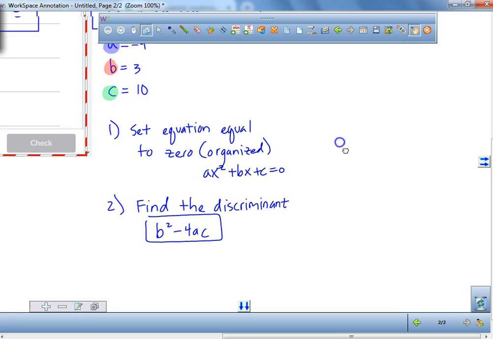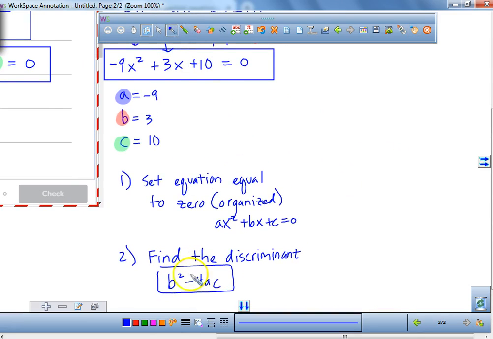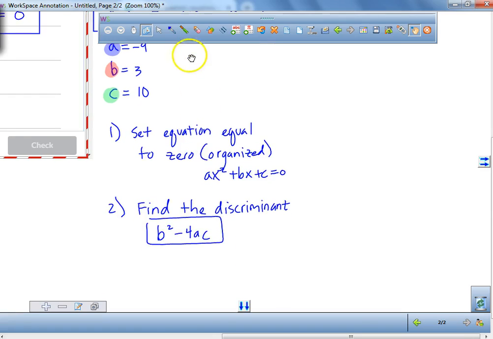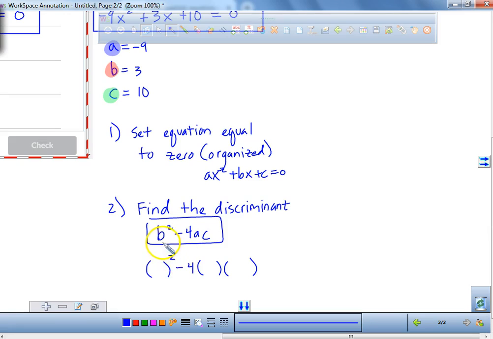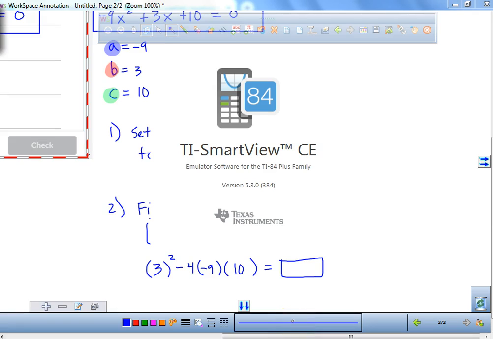Give us a little bit of room to work with. So here we go, here's our problem right here. What is our b value for our discriminant? 3. So here's what I need you to do. I'm going to put open parentheses, squared, minus 4 times open parentheses, open parentheses. For my b value, I'm going to plug in a 3. For my a value, I'm going to plug in a negative 9. And for my c value, I'm going to plug in a 10. So all of this, I'm going to plug into the graphing calculator, and we're going to get our answer for our particular discriminant. Just remember, parentheses matter, so use your parentheses.